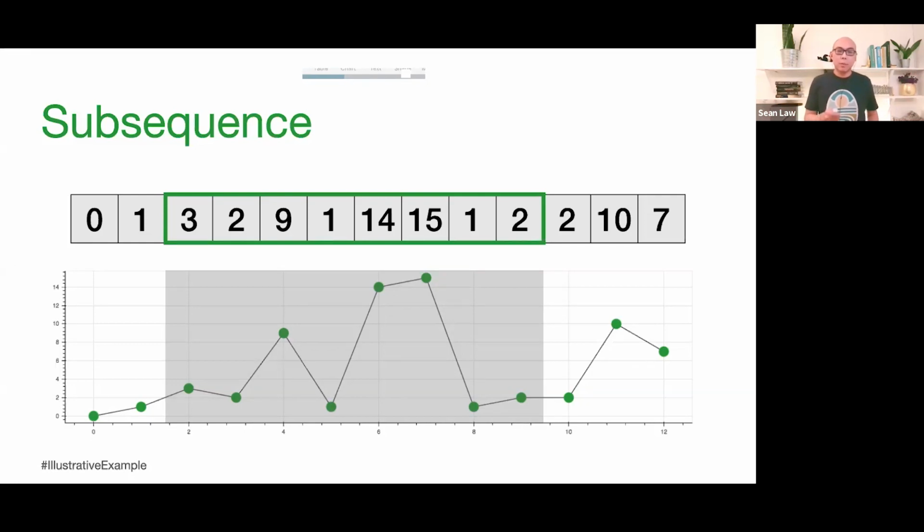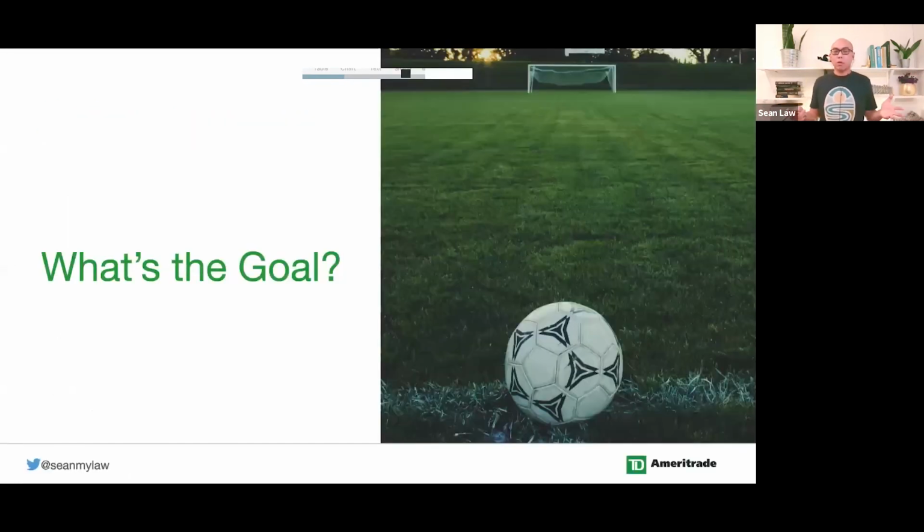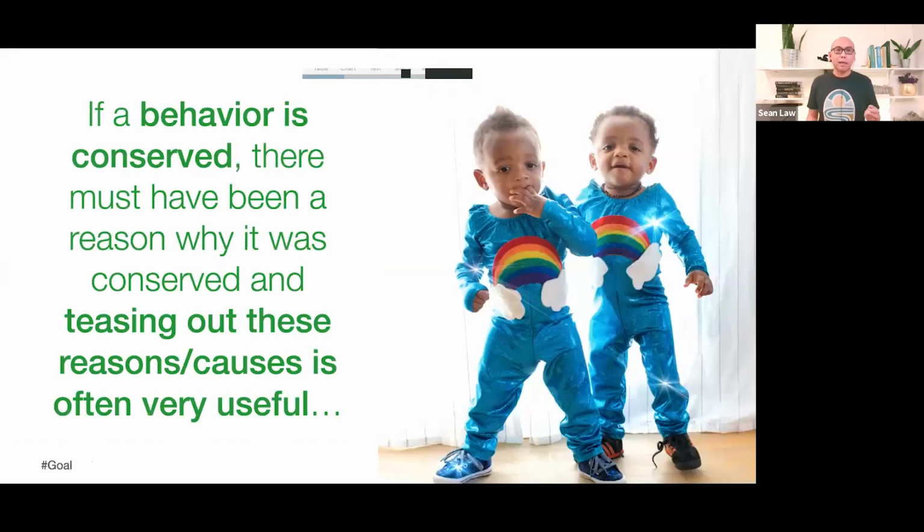Okay. So now that we've defined this, what's the goal? When we're analyzing time series data, we should think to ourselves, what is the goal that we would want to extract? What information would we want to extract out of this data? I like how the original authors of Matrix Profiles explain this. They say, if a behavior is conserved within your time series data, there must have been a reason why it was conserved. And then teasing out these reasons or causes is often very useful. So it's really thinking about conserved behavior.